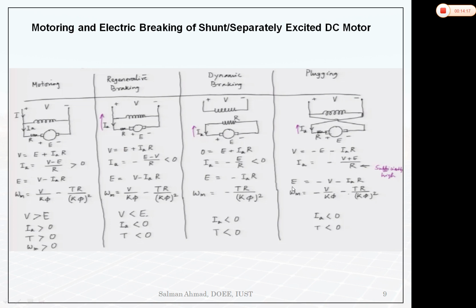So E is equal to minus V minus IA into R. Omega M you can see here is minus V upon K phi minus TR upon K phi square. So here you can see that the no-load speed is negative, that we'll see later once we draw the torque-speed characteristics. So here you can see the armature current is negative, and torque is also negative.